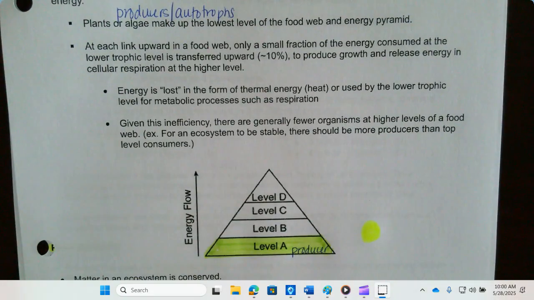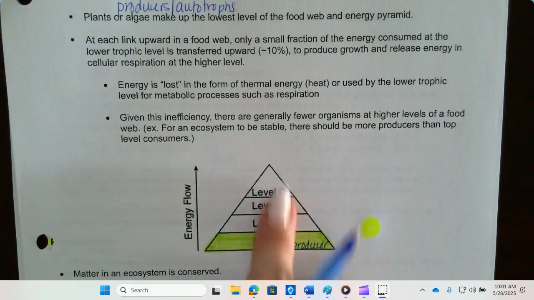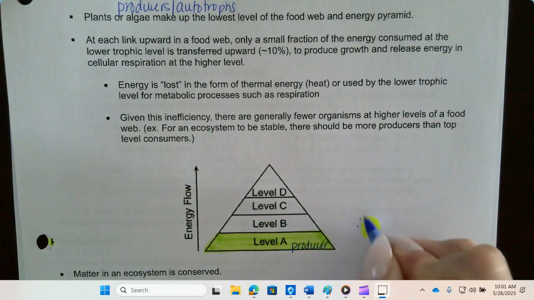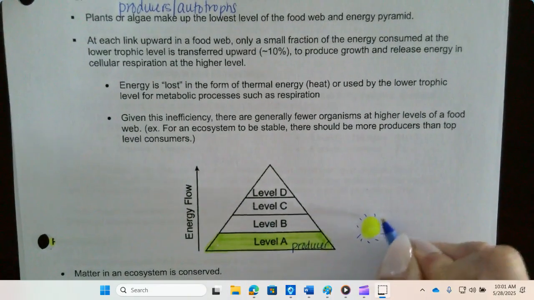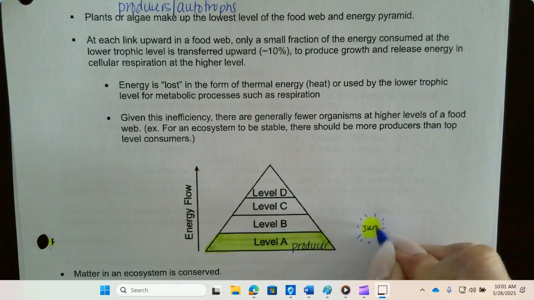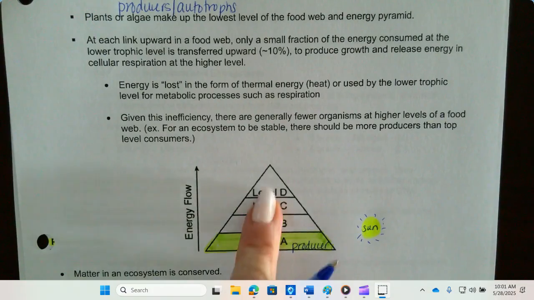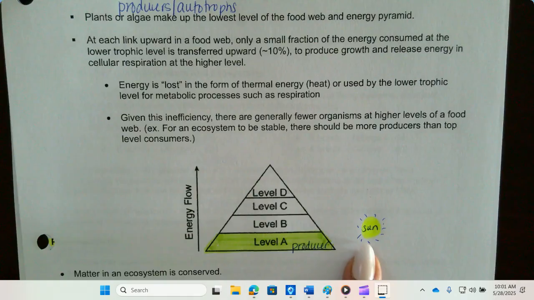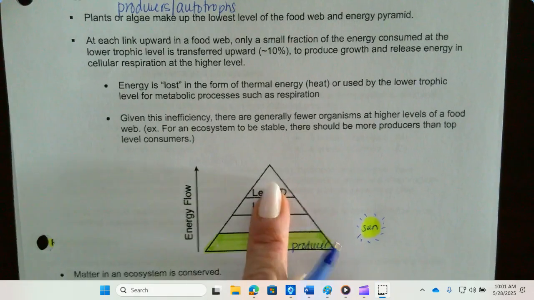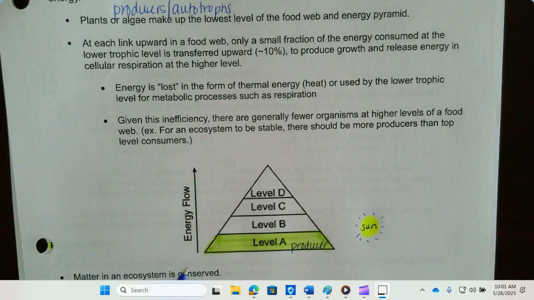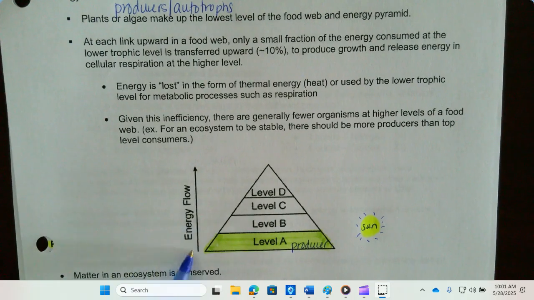Now notice, this only has the biosphere in it, and the sun is not part of the biosphere. So these are all biotic factors, where the sun is abiotic. Abiotic means non-living. Biotic means living. This is showing us how the energy flow goes only in one direction. It never loops back around to the producers.